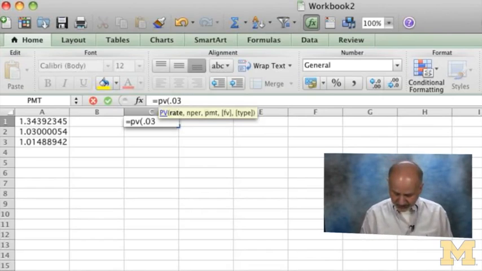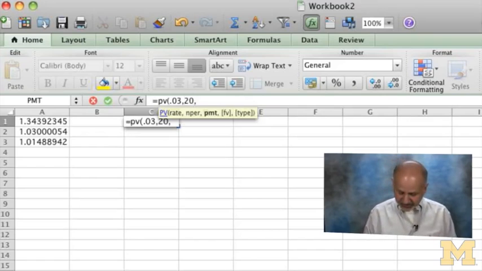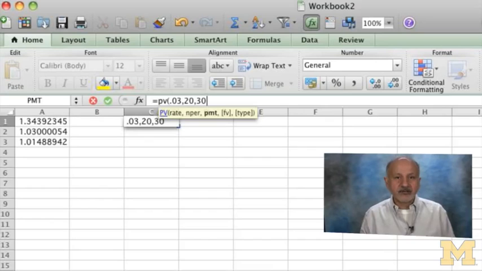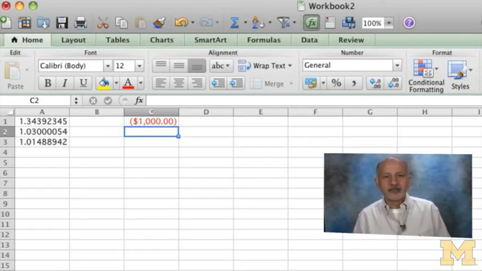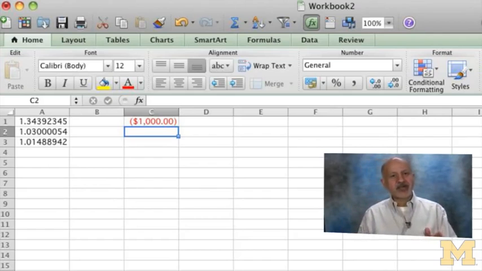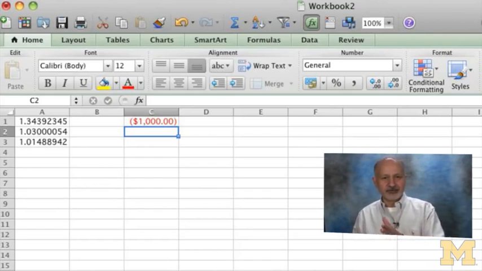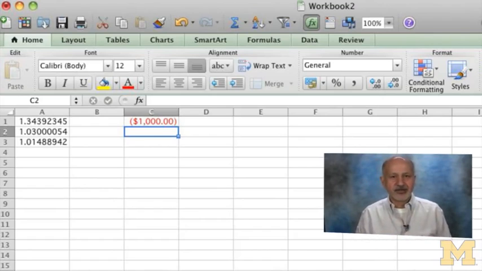0.03. How many number of periods? 20. What is the PMT? 30. And what is the future value? You can do everything. What do you notice? I purposely picked this example first. What do you notice? The price of the bond is equal to the face value. Yes? Do you notice that?